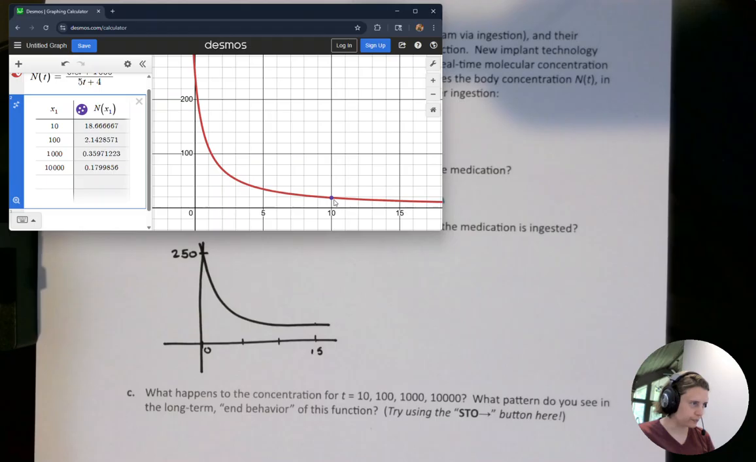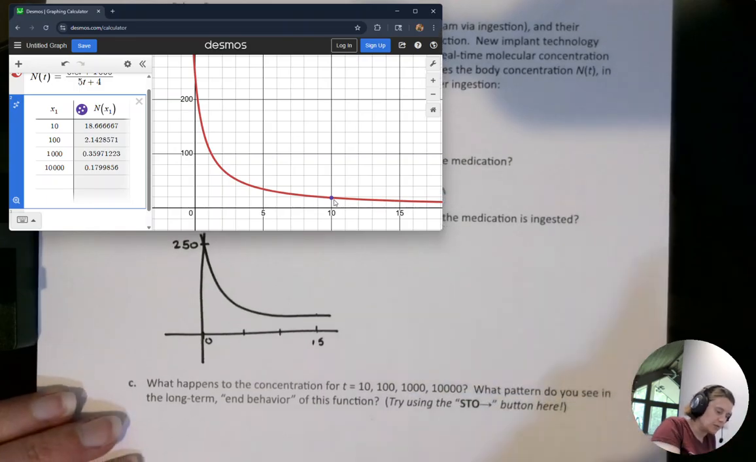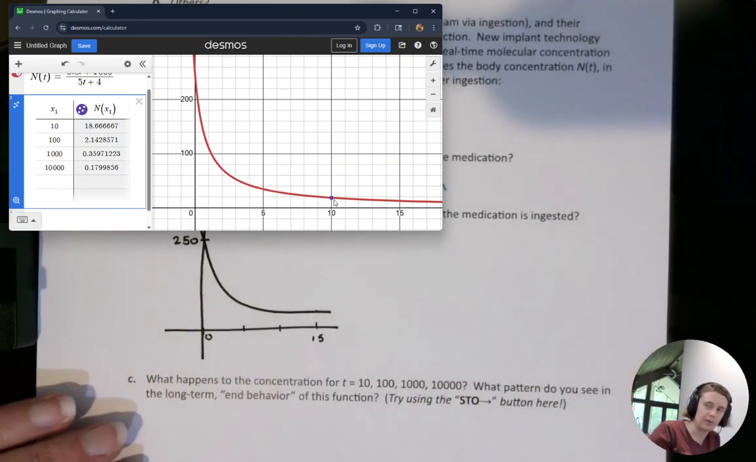So 18 parts per million still after 10 hours, but after 100 hours, we're down to 2 parts per million. After 1,000 hours, we're down to 0.3 parts per million. After 10,000 hours, we're down to 0.17998 parts per million. So it might seem like these values are decreasing towards 0, but it's definitely dropping quite rapidly in the beginning and then dropping more and more slowly. So there's very little medication left after that 10,000 hours. Okay, so let me make a quick note of this, and we'll try to figure out exactly what it happens to approach.